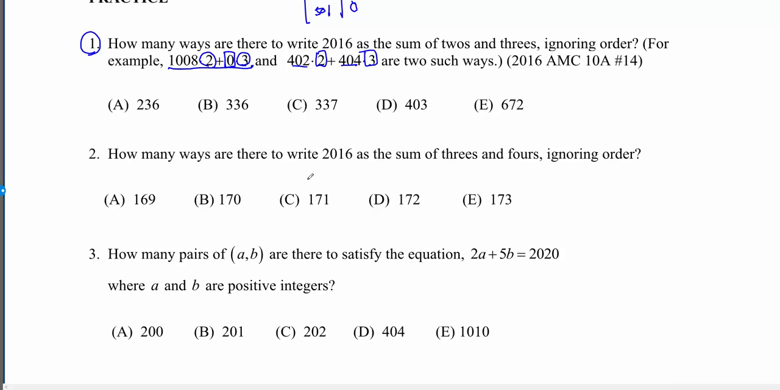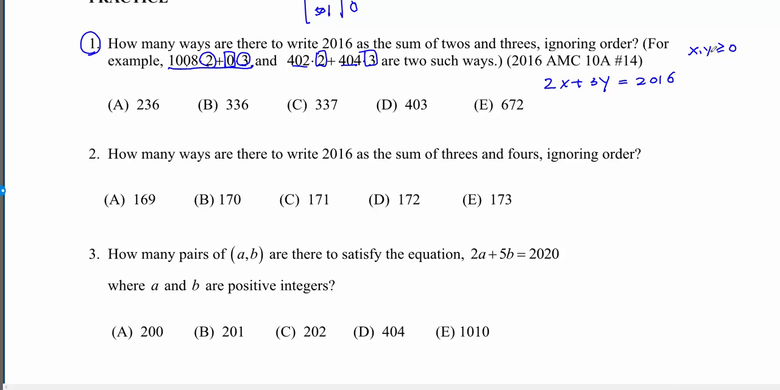So what is the equation? The number of 2's is x, so you can use 2x plus 3y equals 2016, but x and y should be greater than or equal to 0, and they are integers. Can you try this one? How many pairs are there?